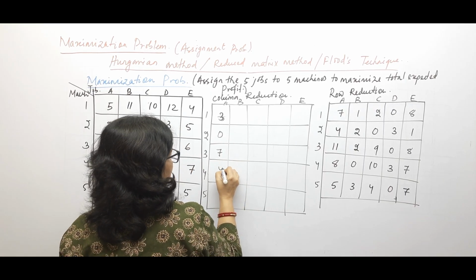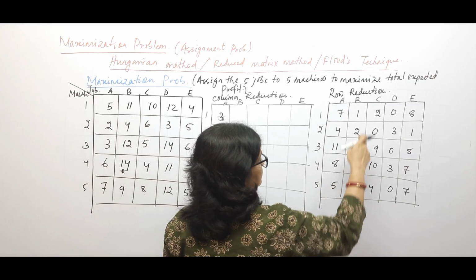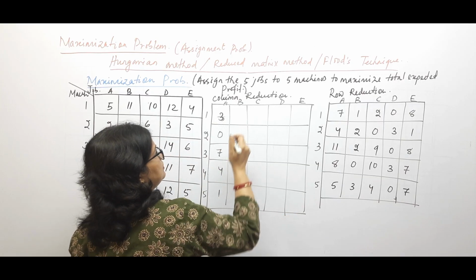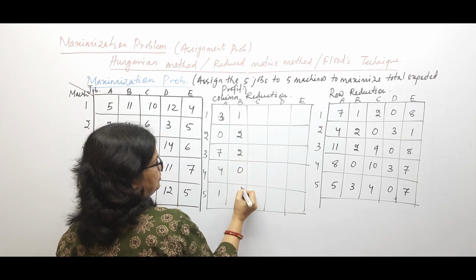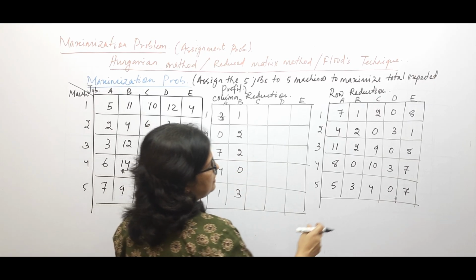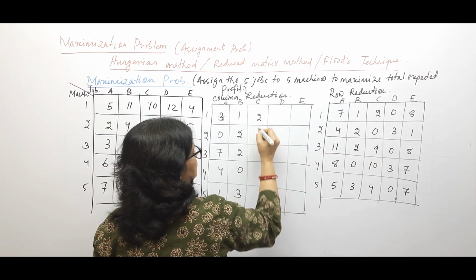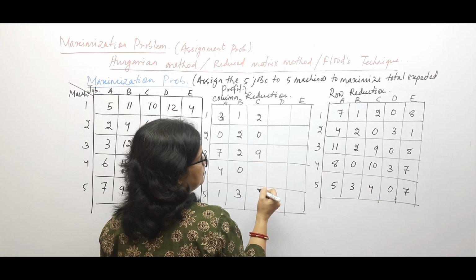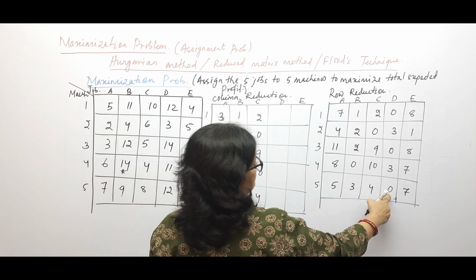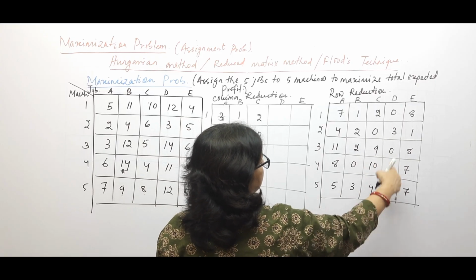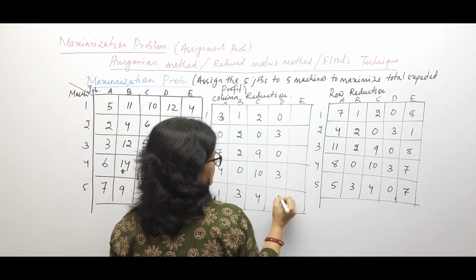8 minus 4, 4. 5 minus 4, 1. As we are having 1, 0 here, there will be no change for this column B. It will be as it is: 2, 2, 0, 3. The same for this case also, because we are having 1, 0 here: 2, 0, 9, 10, 4. For these it is also the same thing, because we are having 3, 0 here: 0, 3, 0, 3, 0.